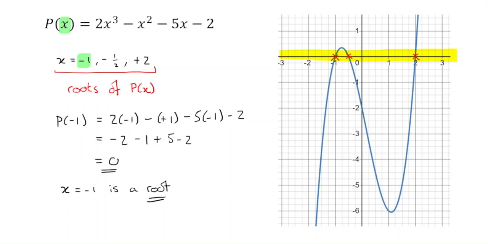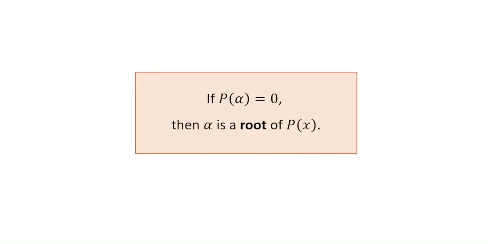Okay? And if you wanted, you could go and check that with the other roots as well. Substitute in x is equal to -0.5 and x is equal to 2. And what you should find is, again, you get 0. So returning back to the definition, if p of alpha is equal to 0, then that means that alpha is a root of p of x, right? It's the value where the polynomial will be equal to 0.